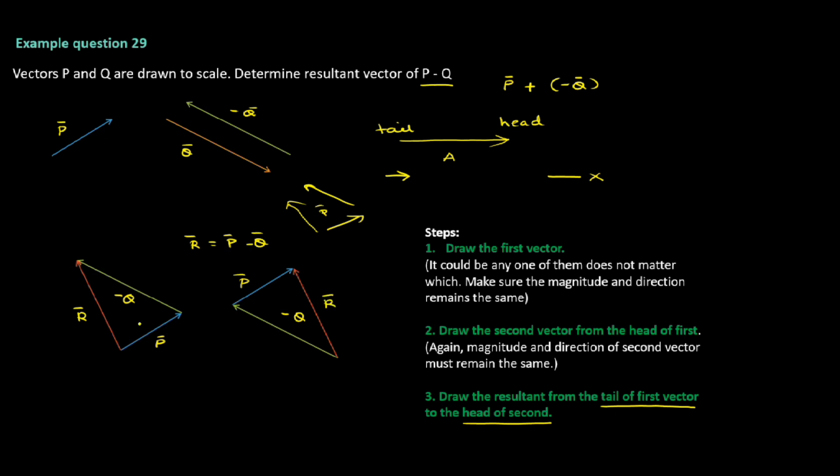And if you notice, in both cases, the resultant has the same magnitude and is pointing in the same direction. So whether you choose to draw P first or negative Q first, as long as you follow the correct steps to draw these vectors, your resultant will come out to be the same.